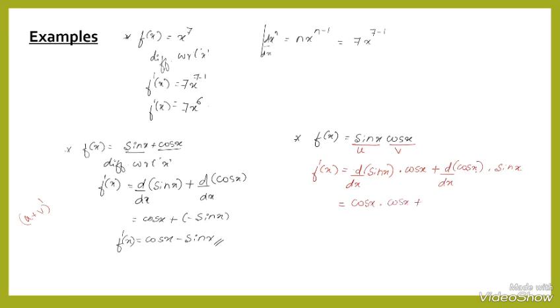plus differentiation of cos x will be minus sin x, and the constant will be sin x only. Cos x into cos x, that's why cos square x. Here plus into minus, minus, sin x into sin x, that is sin square x. Therefore, the derivative of sin x into cos x will be cos square x minus sin square x. Okay, cos square x minus sin square x.